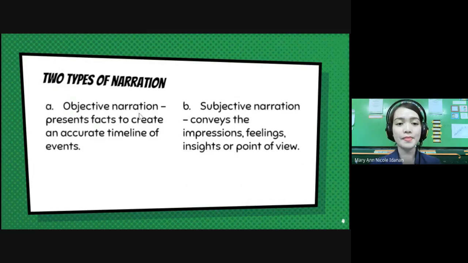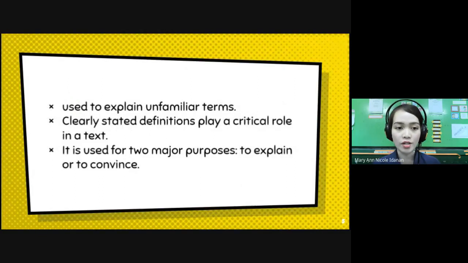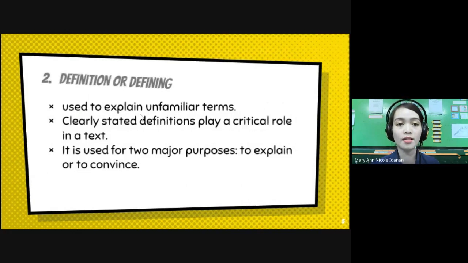Okay. Next, what structure is this? It is used to explain unfamiliar terms. So clearly stated definitions play a critical role in the text. It is used for two major purposes. It can be to explain or also to convince. So this one is the definition or defining type of text structure.